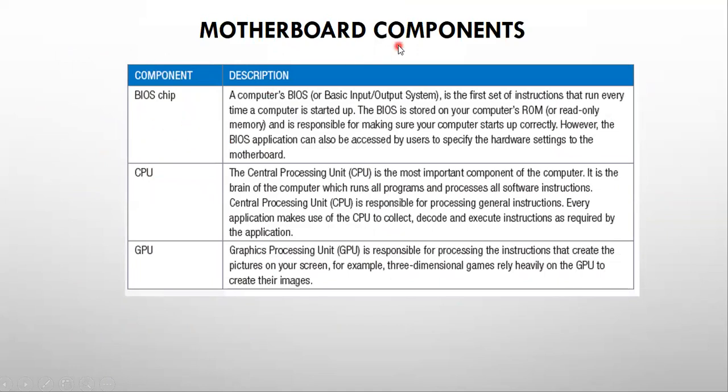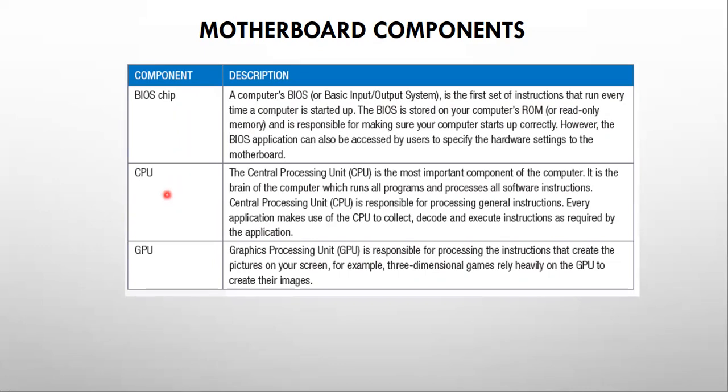Your BIOS chip, this is found on your motherboard. These are some of your components. One is your BIOS chip. A computer's BIOS, which is your basic input-output system, is the first set of instructions that run every time a computer is started. So every time the computer is started, we run the BIOS. It is stored on the computer's ROM, which is your read-only memory, and it is responsible for making sure your computer starts up correctly. There is the BIOS application that can be accessed by users, where we can specify your hardware settings to the motherboard.